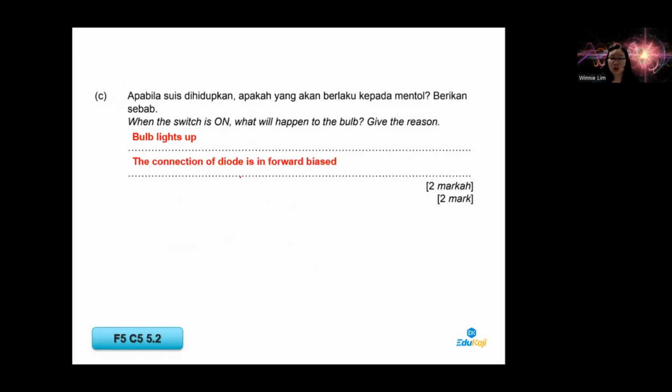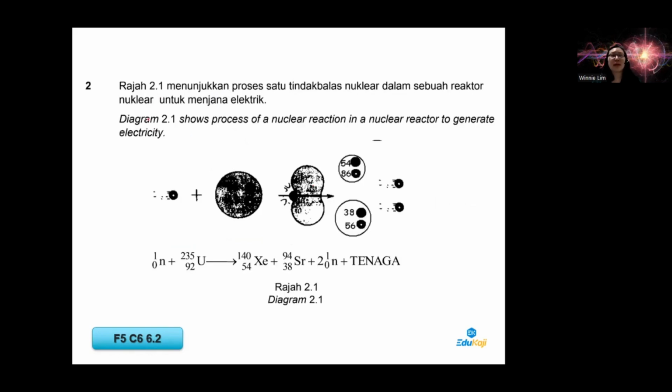Why? Because the connection of the diode is in forward bias. For number 2, it is still a Form 5 topic, but it's on nuclear physics, particularly focused on nuclear energy. Diagram 2.1 shows a process of nuclear reaction in a nuclear reactor to generate electricity.